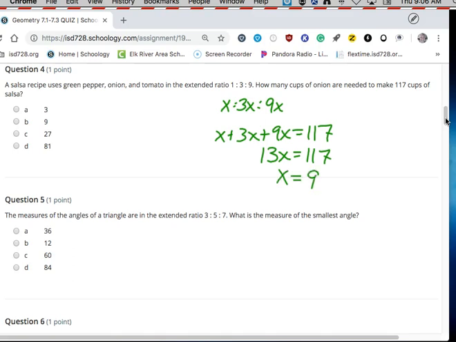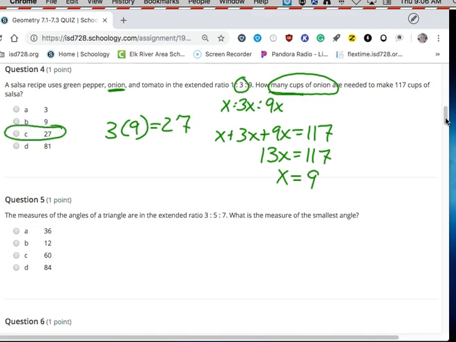So x is 9. Now, they're asking here, how many cups of onion? Okay, in the salsa recipe, onion was the middle ratio, so that's 3. So 3 times 9 is equal to 27. So 27 total cups of onion were needed for this recipe.